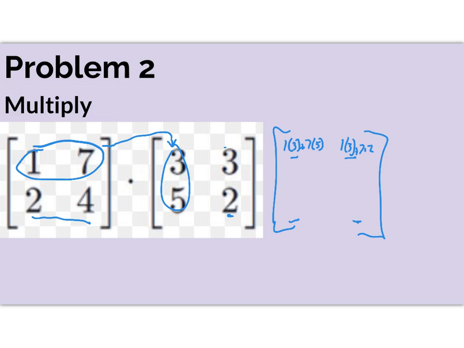2 times 3 plus 4 times 5. And then 2 times 3 plus 4 times 2.